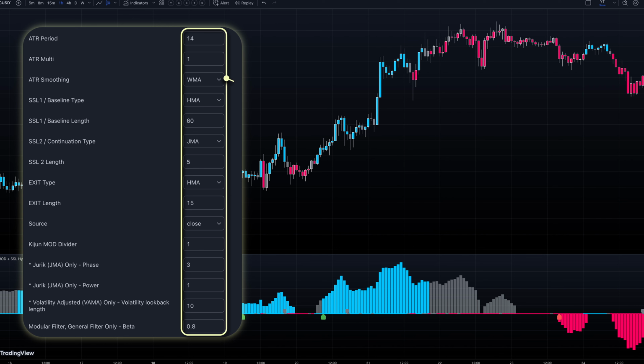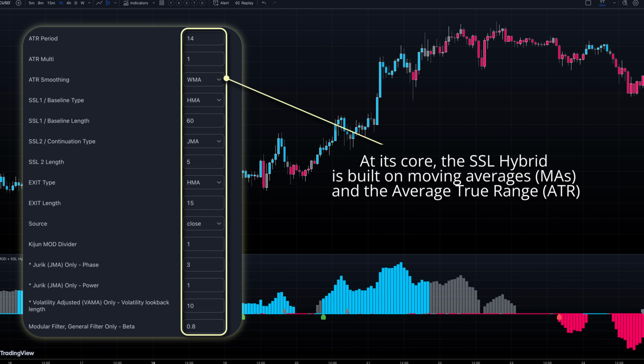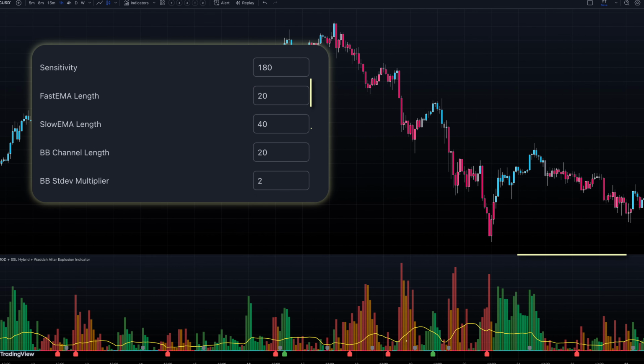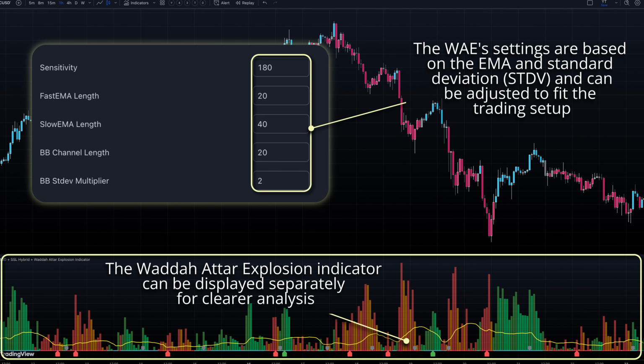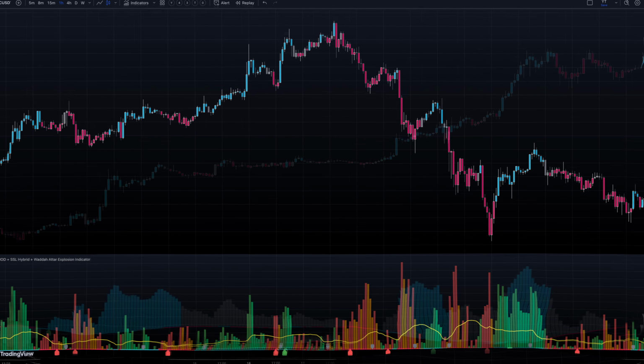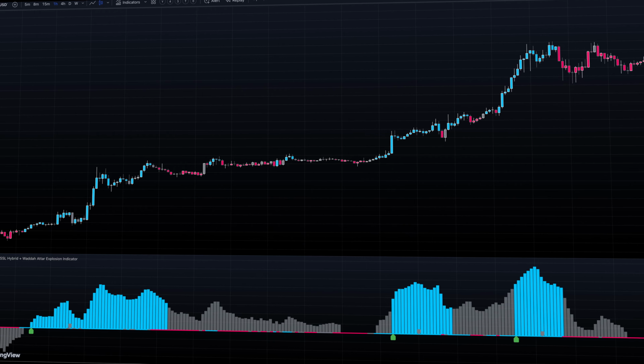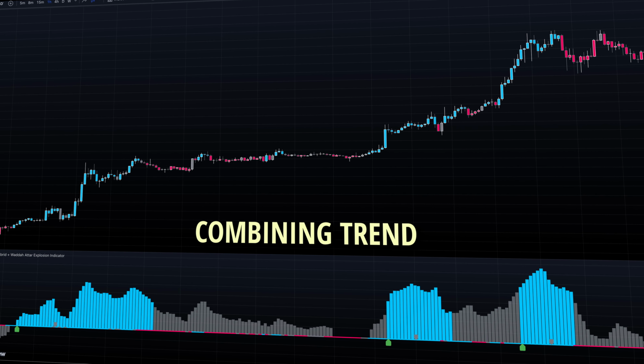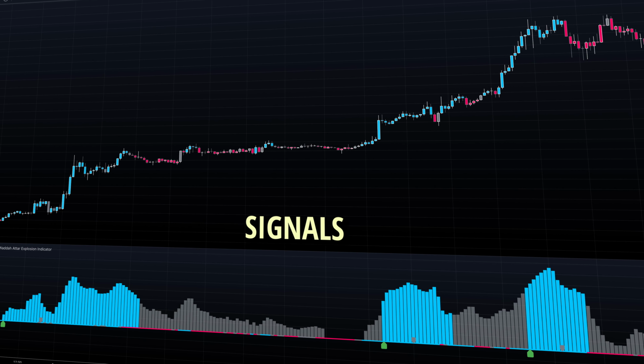The SSL Hybrid uses moving averages to detect trend reversals. It signals potential changes in market direction when key lines cross each other, triggering alerts when the price breaks these lines. The WADA ATAR Explosion focuses on volatility and momentum by analyzing strong price movements. It combines volume and volatility data to generate buy or sell signals when specific conditions are met, helping time trades more accurately. Together, these three indicators provide a comprehensive view of the market, combining trend following and volatility-based signals.